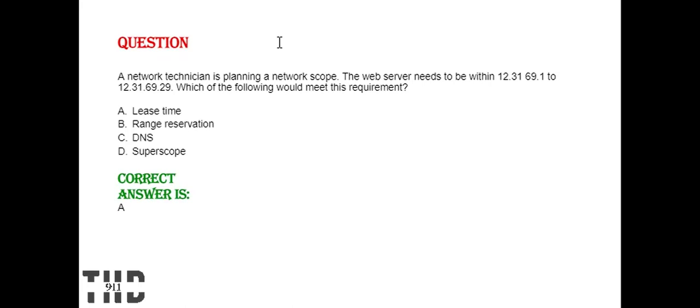Which of the following would meet this requirement? Option A, lease time. Option B, range reservation. Option C, DNS. Option D, super scope. The correct answer is option A.